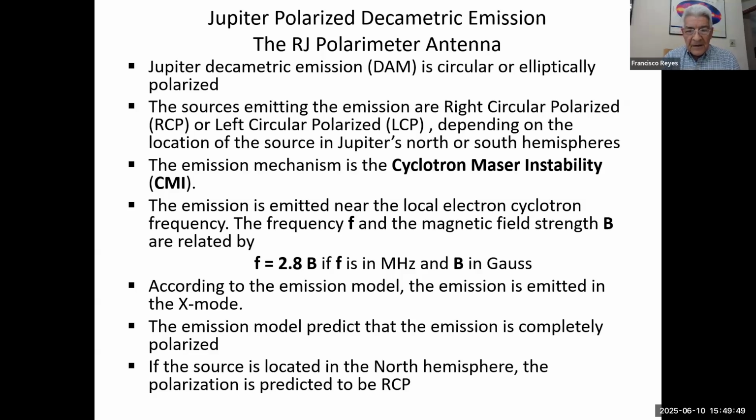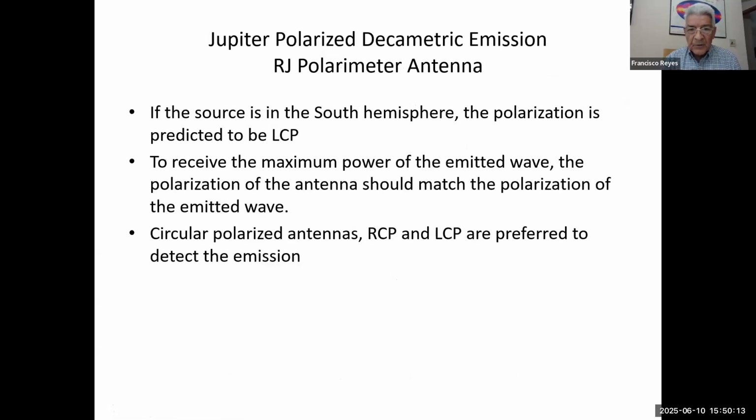And the other important thing is that the emission is completely polarized, either right hand or left hand, circular or elliptical. And the polarization of the emission depends on the sources there. The sources located in the north hemisphere are predicted, according to the model, to be right-hand polarized. And the sources in the southern hemisphere, the polarization is pretty much left-hand polarized.